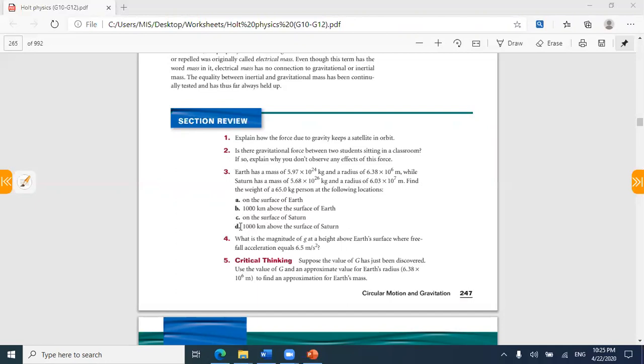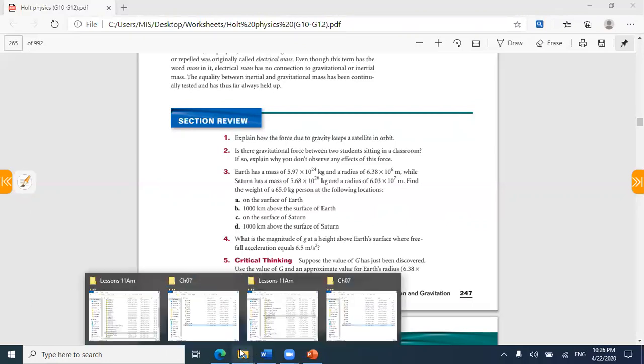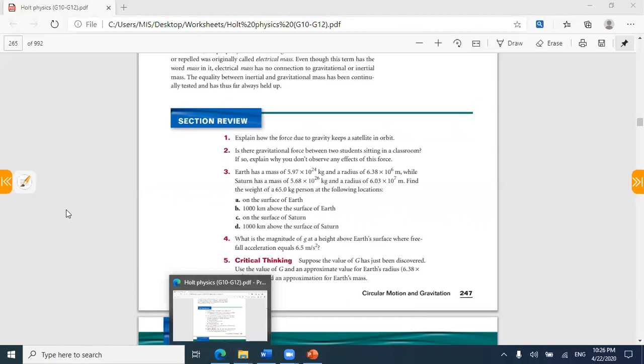What I want from this question is part D, and I will add more parts to it. So here now, what if the person, the astronaut, let's say, who is 65 kilograms, is 1,000 kilometers above the surface of Saturn? How can we get the gravity and then the force of gravity? And then I will add some questions. So let's go.